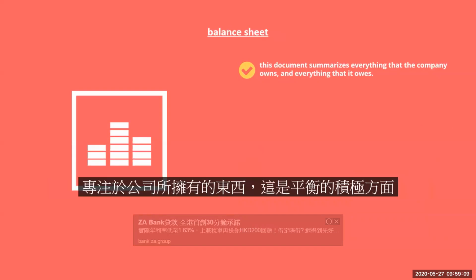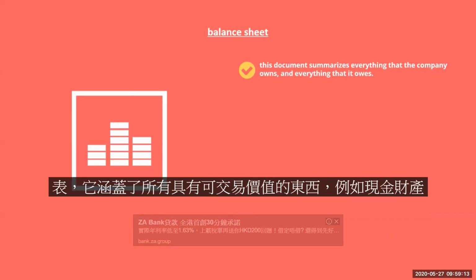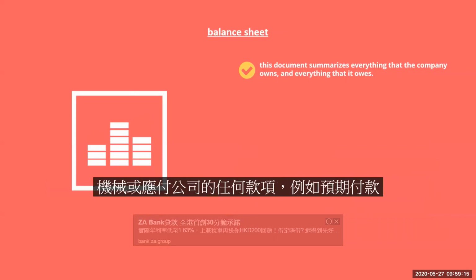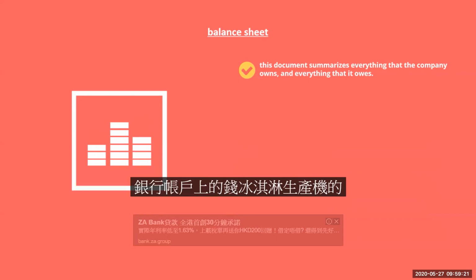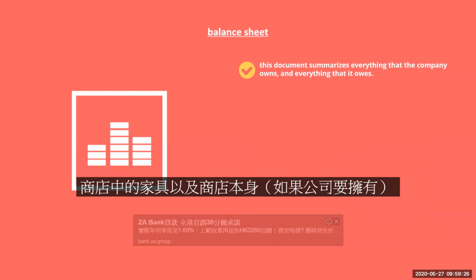The asset section is focusing on what the company owns. It is the positive side of the balance sheet, and it covers everything that has a tradable value, such as cash, property, machinery, or any money that is due to the company, such as payments expected from customers. If we go back to our ice cream shop example, this includes any money that is on the bank account, the ice cream production machines, the furniture in the store, and the store itself if the company was to own it.